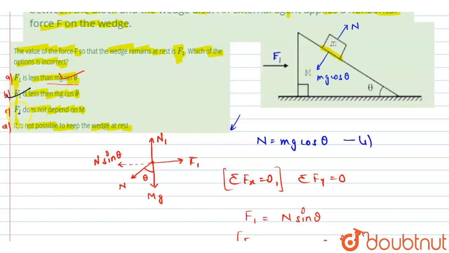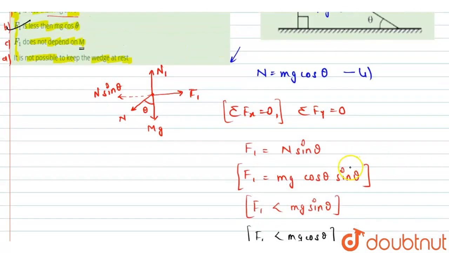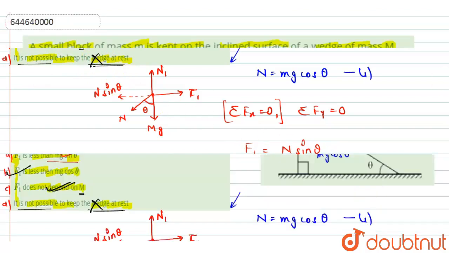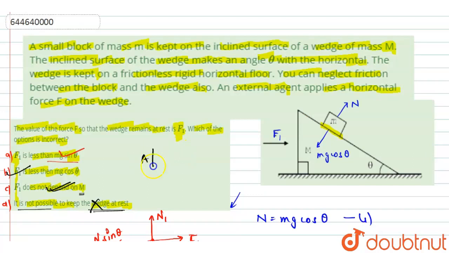The third option is F1 is not depending on capital M. As we can see from the expression, there is no capital M term in the expression, so option C is also correct. In option D we have it is not possible to keep the wedge at rest. Here we have found the expression for the force to keep the wedge at rest, so statement D is false. From the given statements, A, B and C are true.